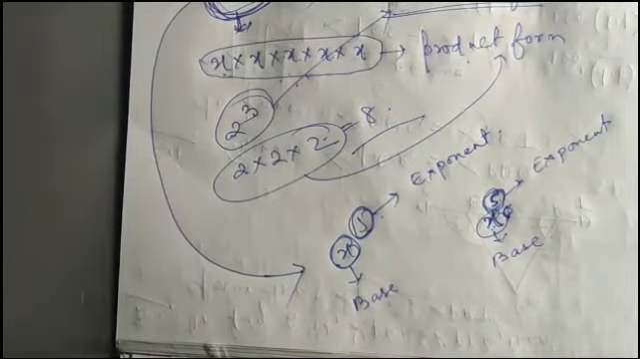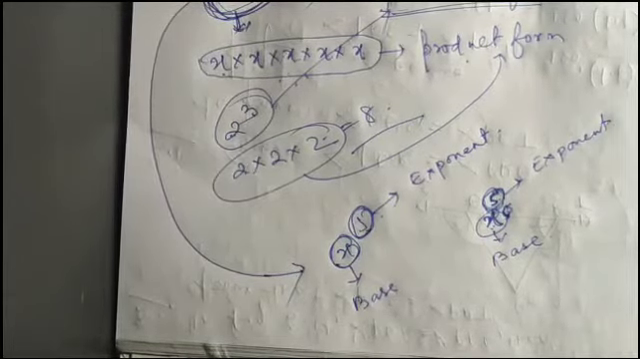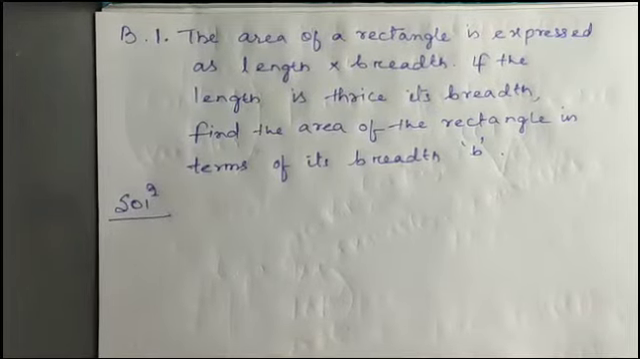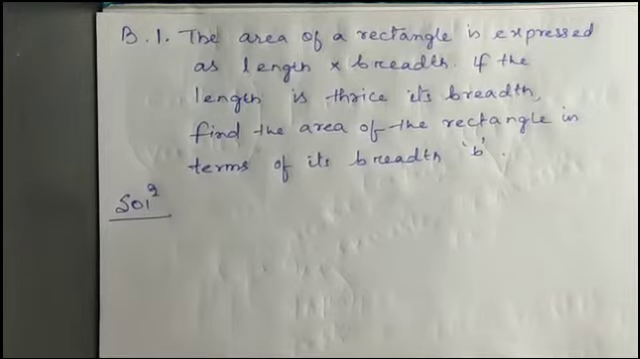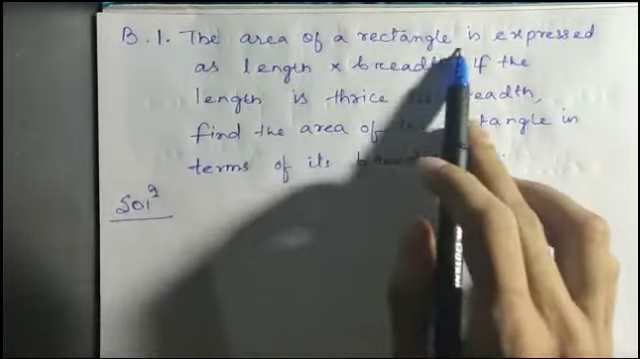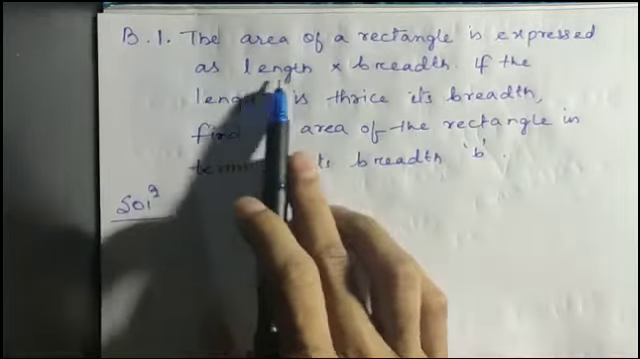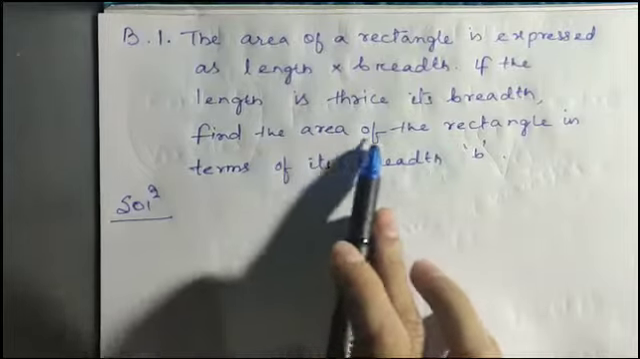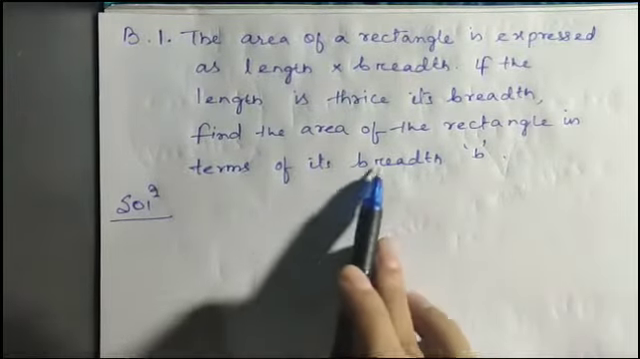So let us discuss the exercise now. This is the first problem given in this exercise. The area of a rectangle is expressed as length into breadth. If the length is twice its breadth, find the area of the rectangle in terms of its breadth.